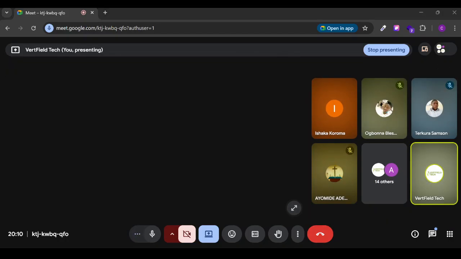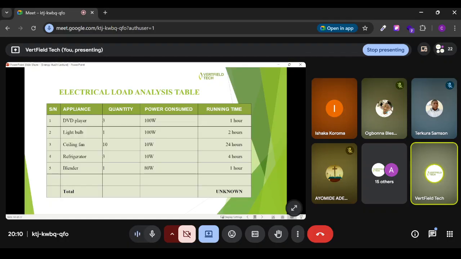Thank you. So, proceeding, this is now our electrical load analysis table that you saw earlier. It is now complete. Those parameters that we were missing before are now there. You have the quantity of appliance and the running time of the appliance. So let's say again Mr. Sampson has invited us for this solar system installation, and we have asked him that very first question: what is the energy need of the facility? And then he has provided us with these five appliances: the DVD player, the light bulb, the ceiling fan, the refrigerator, and the blender. We are going to be running a load analysis on it to get to know the energy need of that facility.